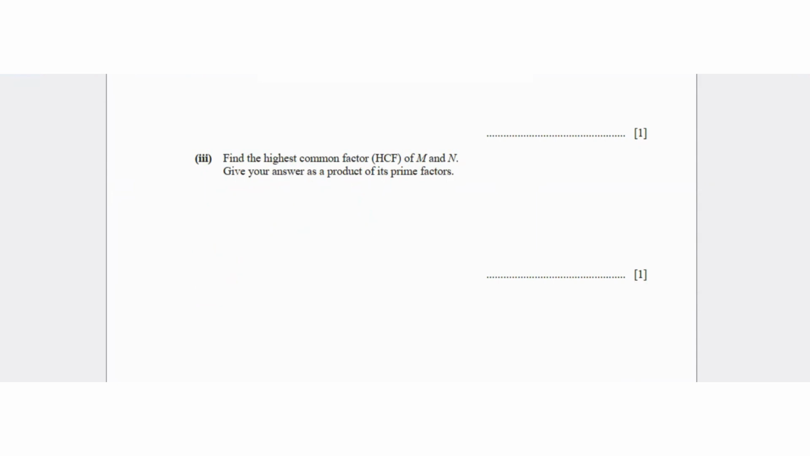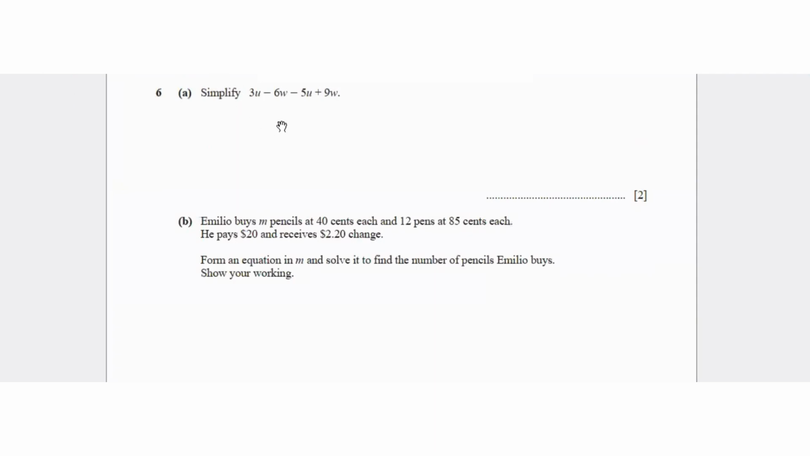Then in the next question, it says simplify 3u minus 6w minus 5u plus 9w. So what we're going to do is combine the like terms. 3u and 5u are like terms, whereas 6w and 9w are like terms. So I'm going to rewrite this as 3u minus 5u, which is negative 2u. Negative 6w plus 9w is going to be plus 3w. That is your answer.